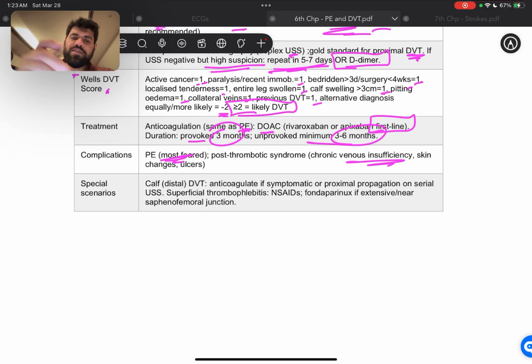Then special scenarios: where there is distal calf DVT, we anticoagulate if symptomatic, or if there is proximal propagation on serial ultrasound, and superficial thrombophlebitis. For superficial thrombophlebitis, we use NSAIDs, and fondaparinux if extensive and near the saphenofemoral junction. So these are 3 different scenarios with different investigations and drugs. For superficial thrombophlebitis, we use NSAIDs, and fondaparinux if there is extensive disease or it is near the saphenofemoral junction. Then if it's a calf DVT, we use anticoagulation if symptomatic or proximal propagation on serial ultrasound.